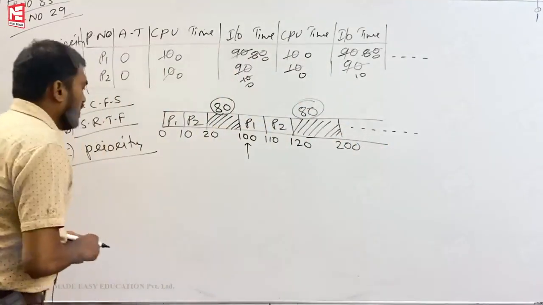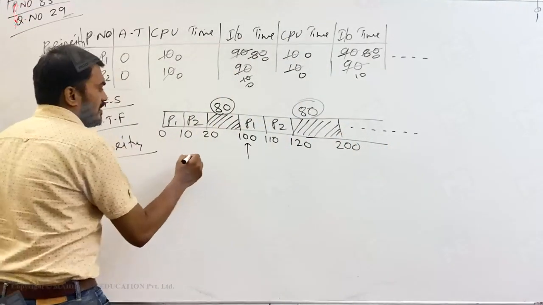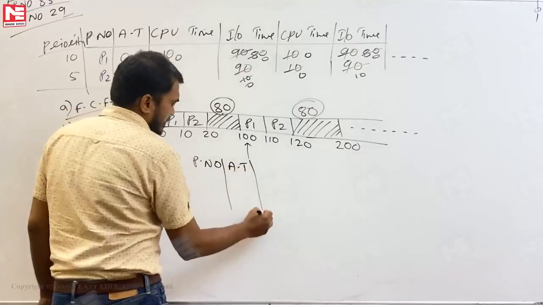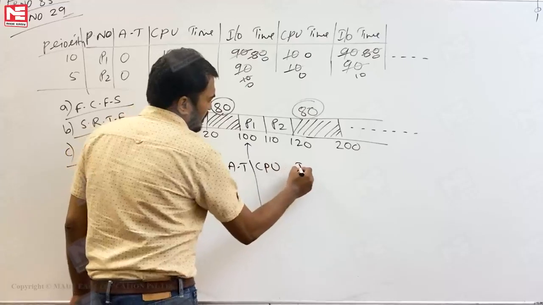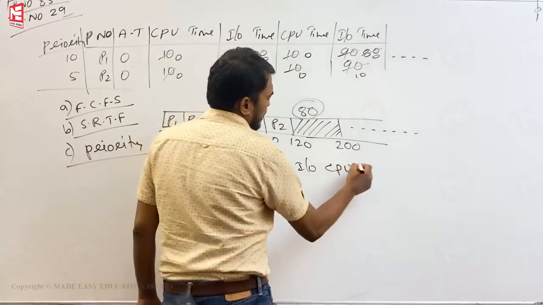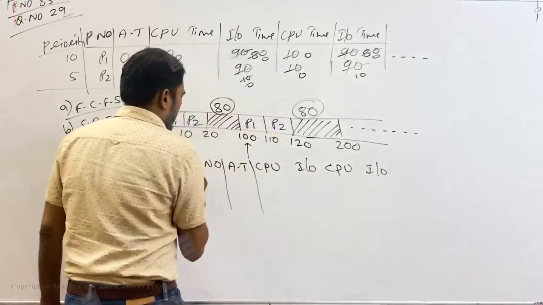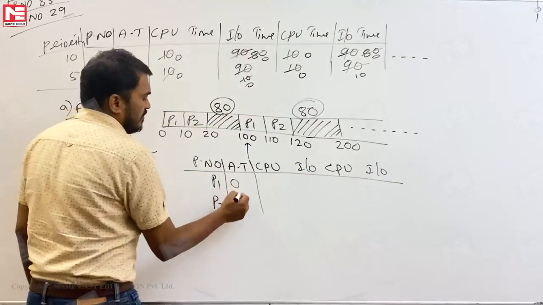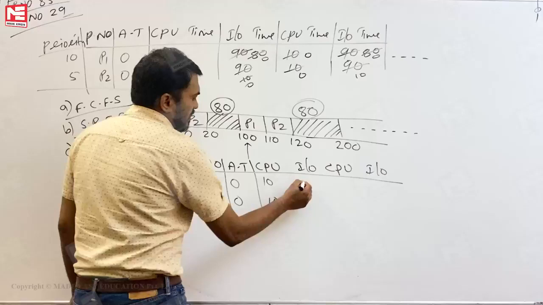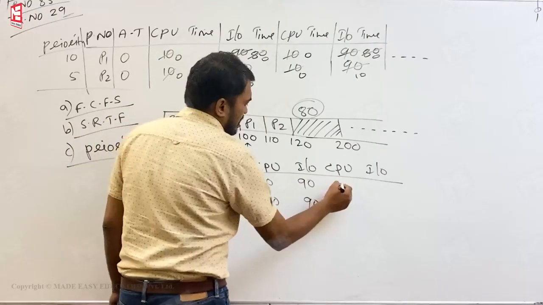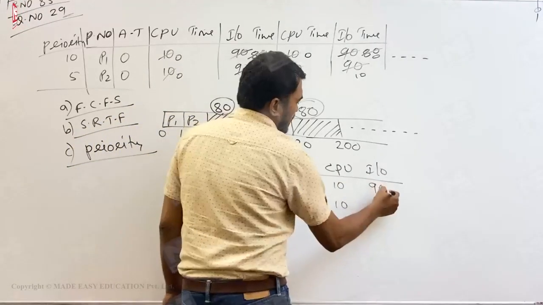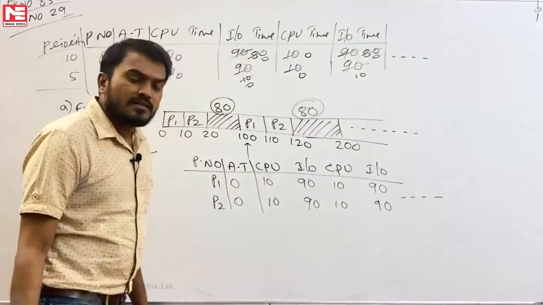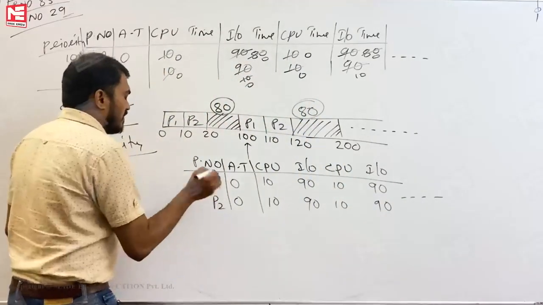Okay, now understand here. Let's make the table and I will try with round robin. Let's say I am writing again: process number, arrival time, CPU time, IO time, CPU time, IO time. Same manner, right? You have two processes, P1 and P2, arrival times are 0, 0. CPU time 10, 10, IO time 90, 90, then CPU time 10, 10 again. Same thing will continue like this. Now let's make the round robin.